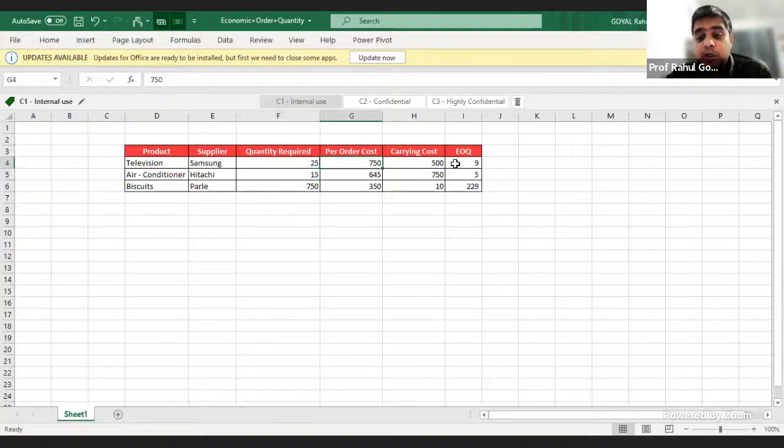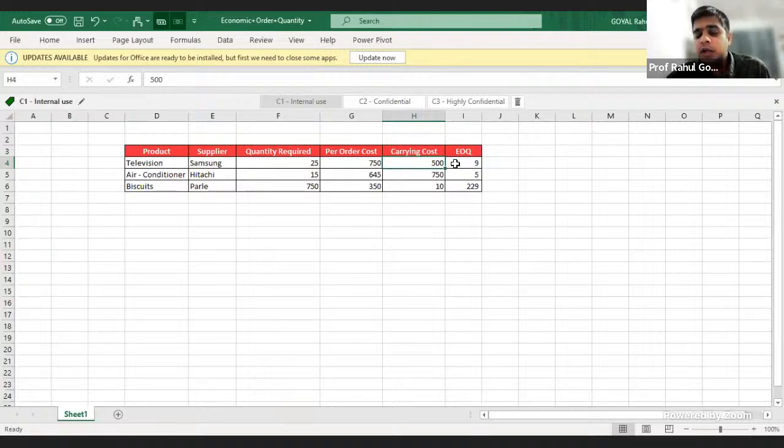And this is the per order cost, right? The more the number of orders, the more will be the ordering cost. So if you need 25 units and you place 25 orders, 1 unit per order, your ordering cost will be 25 into 750, right? So you may not want to place 25 orders. Then there's a carrying cost, right? As you hold more and more inventory, your carrying cost will be high.